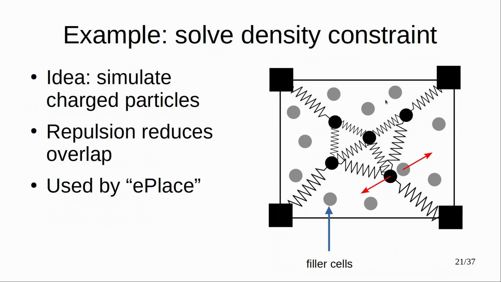What you can do is actually simulate charged particles which are connected with springs. Because electrical charges repulse each other, those cells will try to not be on top of each other, but go away from each other. And this way we can effectively reduce the overlap. This is an approach used by an algorithm called ePlace, which is widely used in, for instance, this OpenROAD toolchain. I think it's also used in industrial toolchains, but we don't really know for sure.